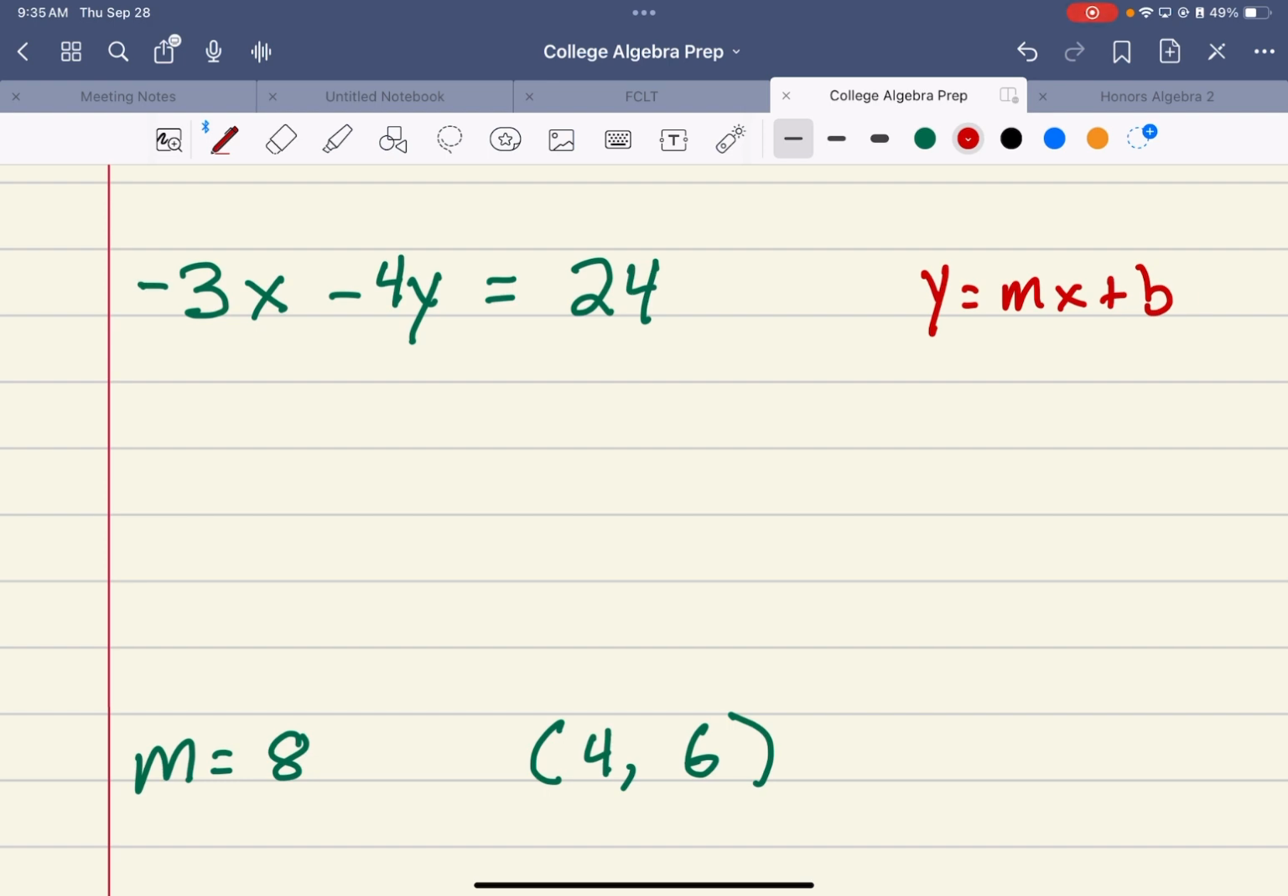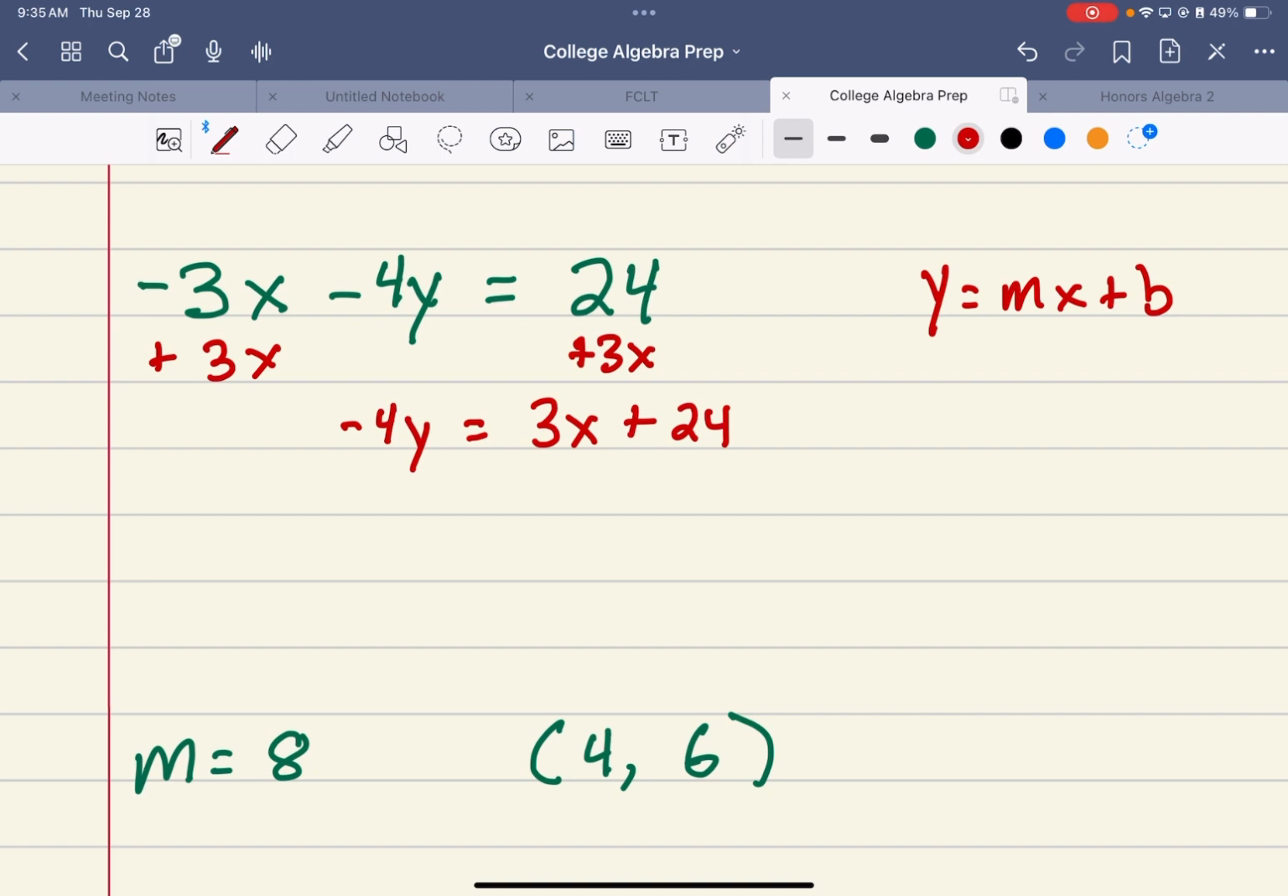So we want to isolate the y value. So we've got -3x. So that means I'm going to add 3x to both sides. And because I want it in the form y equals mx plus b, what I have left is -4y. I'm going to put this as 3x plus 24. 24 plus 3x, it's the same thing.